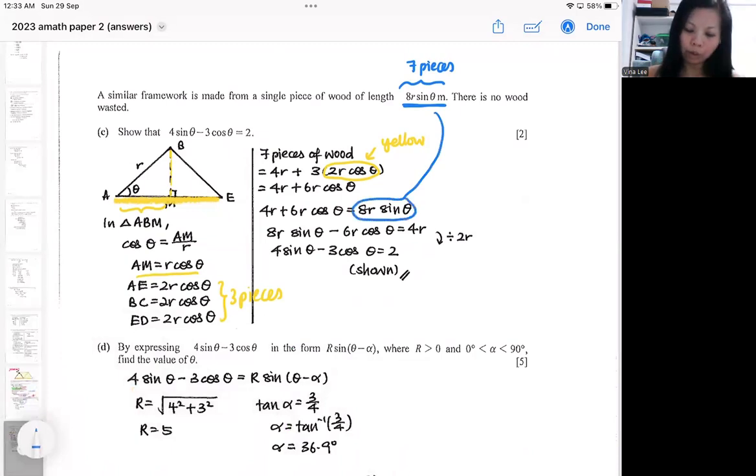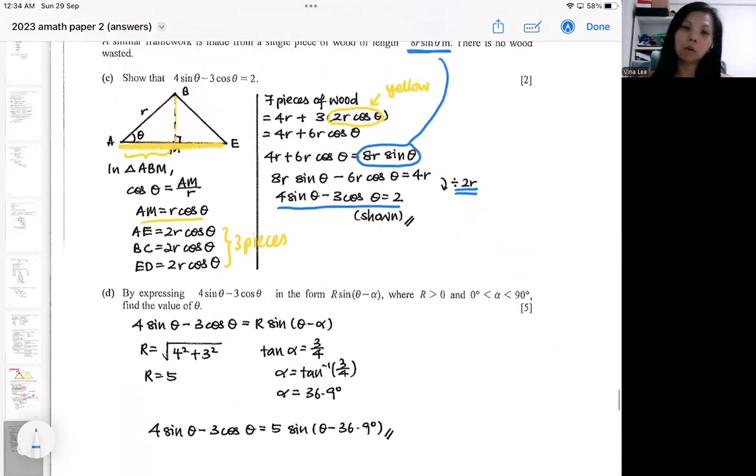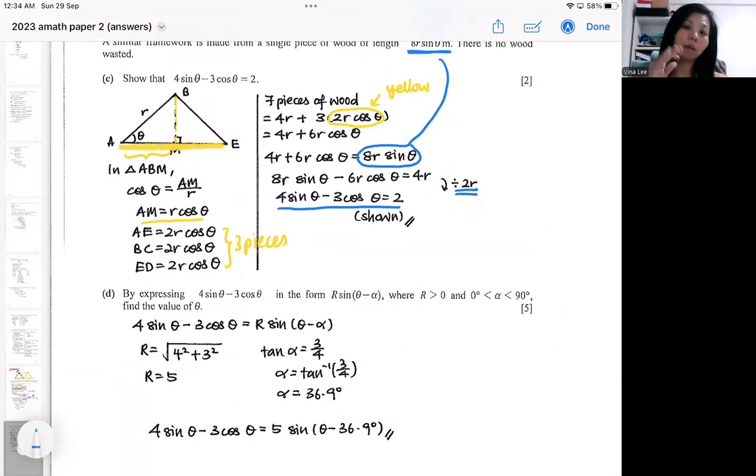And then if you do a bit of manipulation, you will get to the showing that you are supposed to do. You can divide by 2R because R is a constant. It's not a theta, it's not an unknown. It's just a constant. So that's how we get the proof. Some students will get stuck because you never realized about the 7 pieces. If you get stuck, it doesn't matter. You just go ahead and apply your R formula. Okay, and that's it. I'm not going to go through the last part of converting to the R formula. If you have an issue with that, let me know, and I'll show you the technique video.